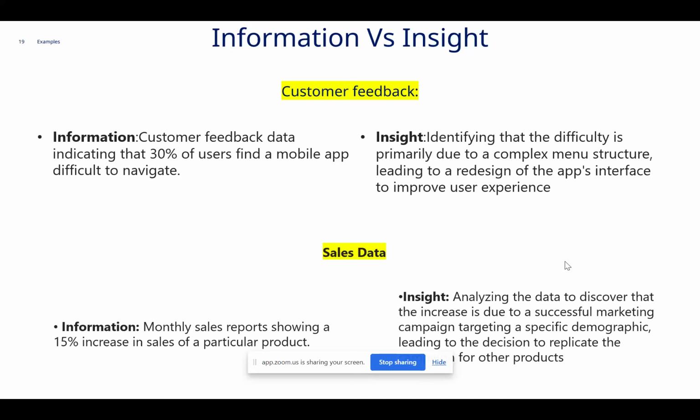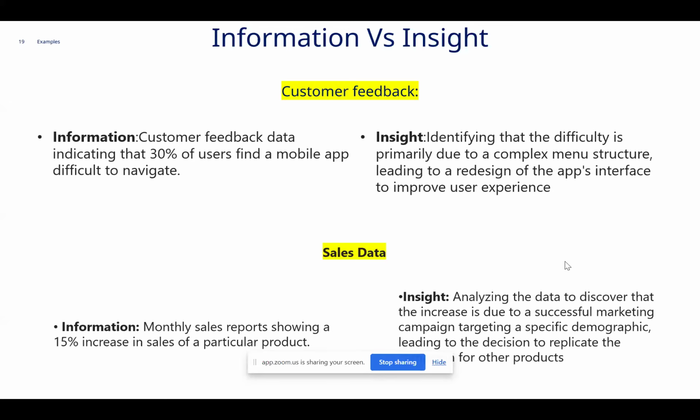For example, information is like customer feedback data indicates that 30% of users find a mobile app difficult to navigate. See, this is quite common. When you are asked to understand a problem, we say, okay, our marketing team rolled out one application, not many are using it. We would have stopped there and wouldn't have explored further. But that's just information. But you could make it insightful.